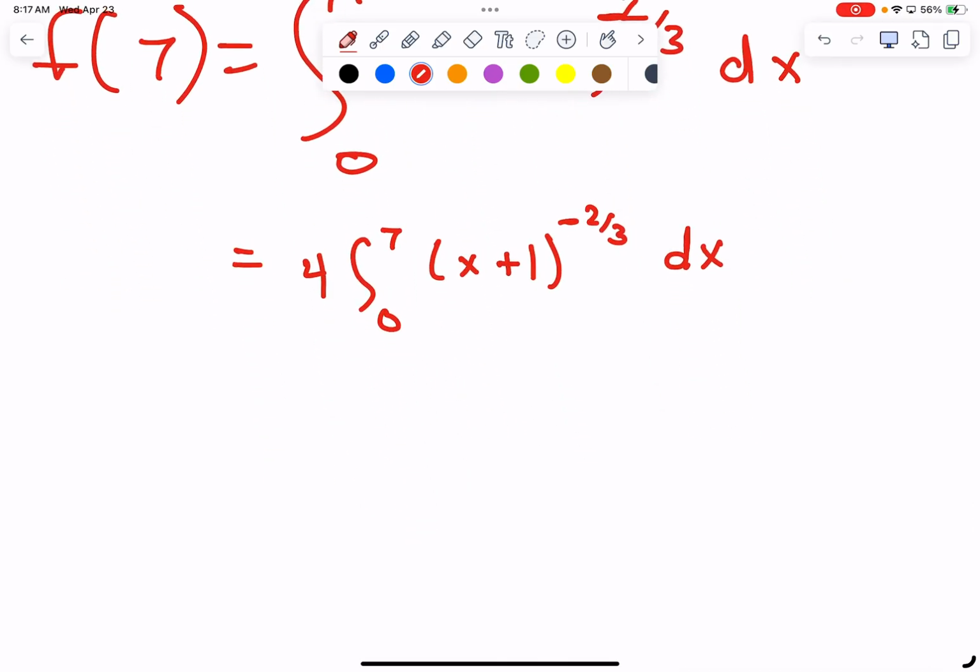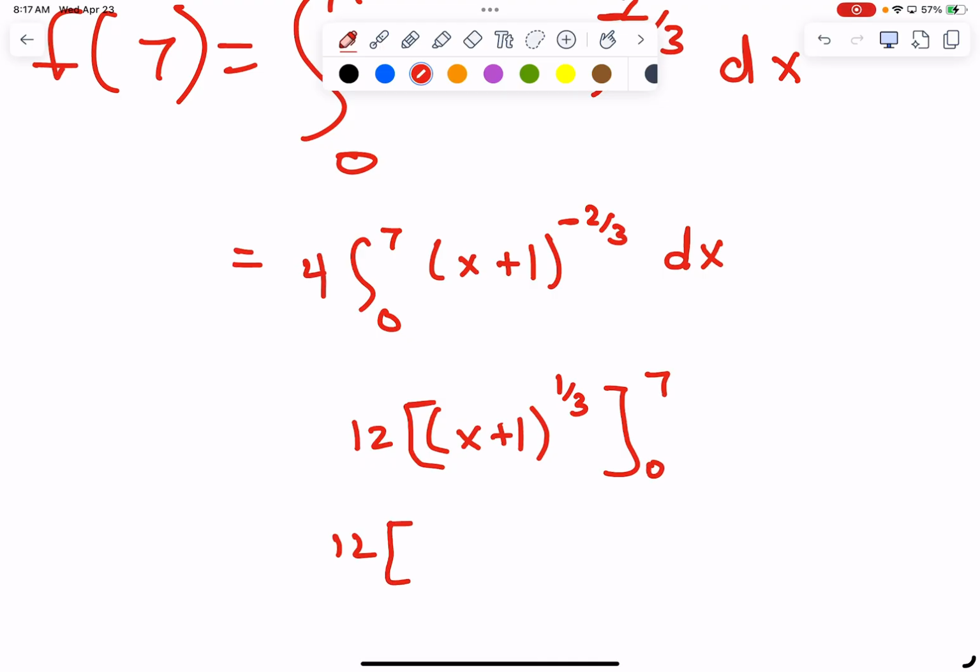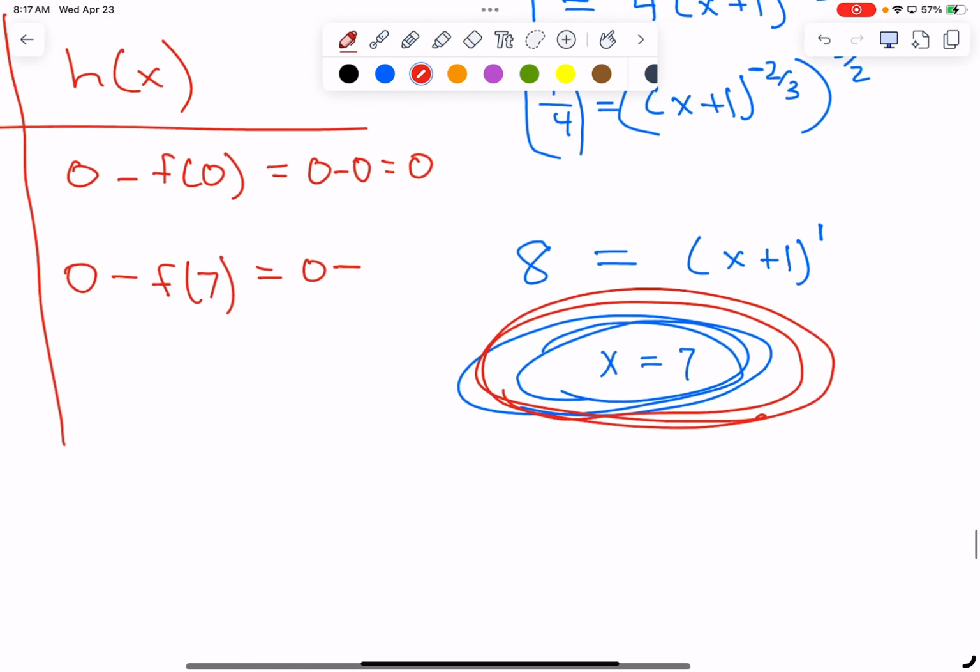All right, and then add 1 back to the exponent. It'd be x plus 1 to the 1/3, right? Divide by the new exponent, so multiply. Evaluate it from 0 to 7. So you're going to have 12. So you have to do the work here, unfortunately. 7 plus 1 is 8, so it'd be 8 to the 1/3 minus 1 to the 1/3. So that'll be 2 minus 1 again. It's 1. So that'll just end up being 12 times 1, which is 12. So you got that area under the curve is 12.